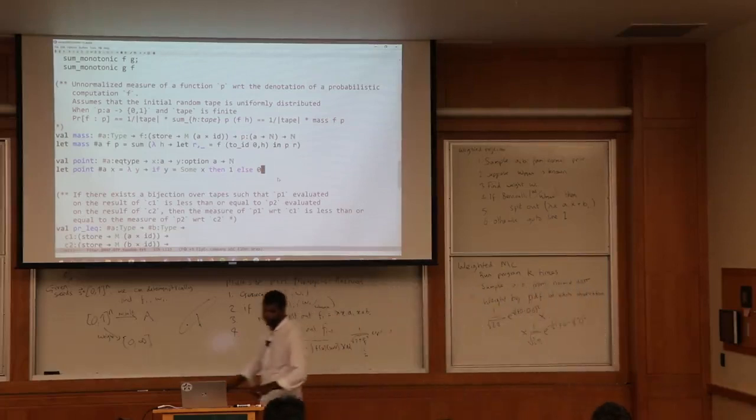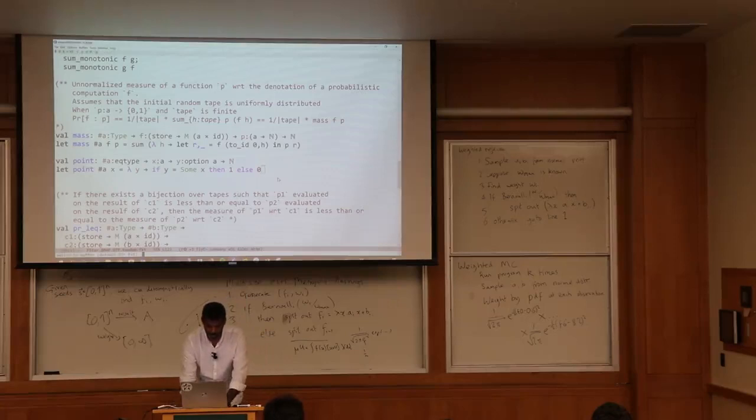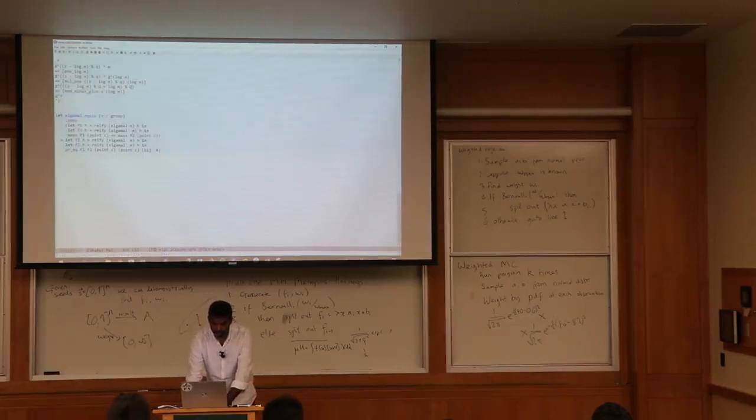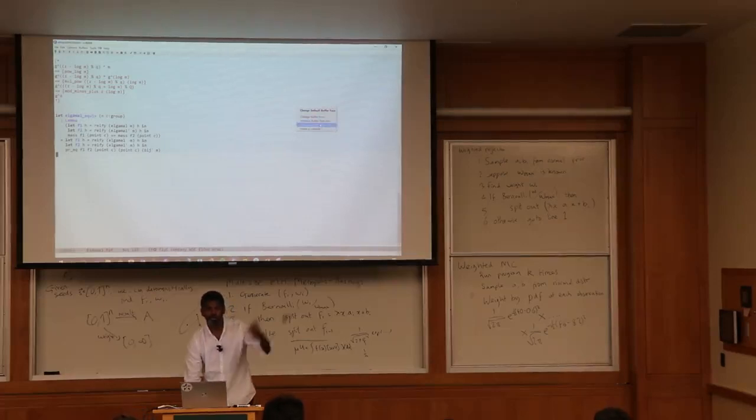Okay, so that's one way to do probabilistic security proofs. So OTP is really simple, and not particularly realistic. Unless you share a source of randomness with the other party, you can't really use OTP.